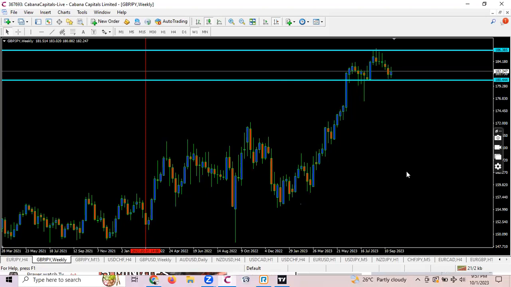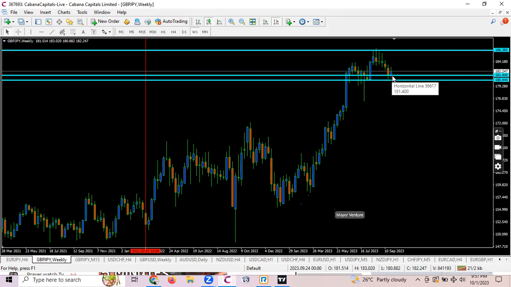So if this support is broken, we should expect more bearish move on GBP JPY. We had a support here after the close of last week's candle. So if you want to sell, wait for a 4-hour or 1-hour candle to close below this support before you consider selling.